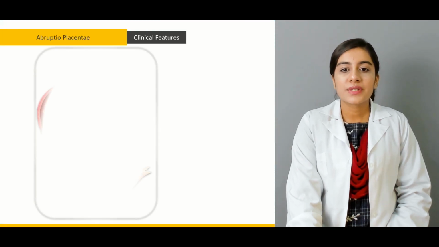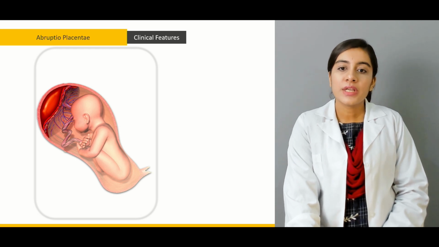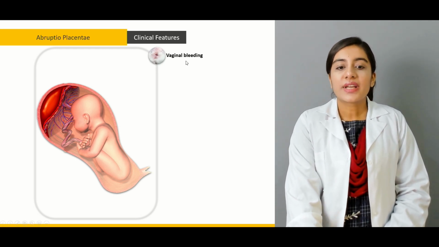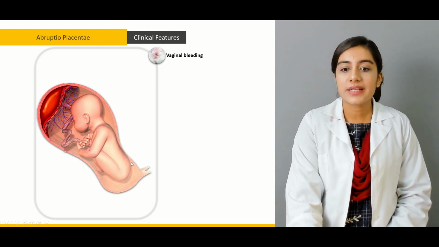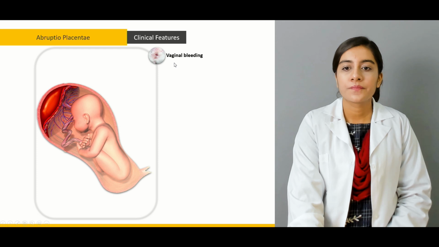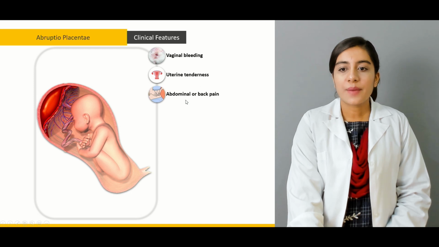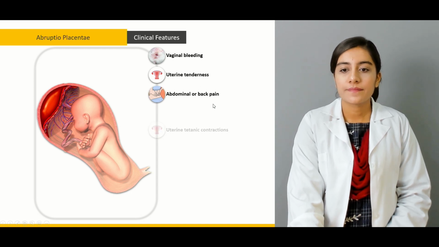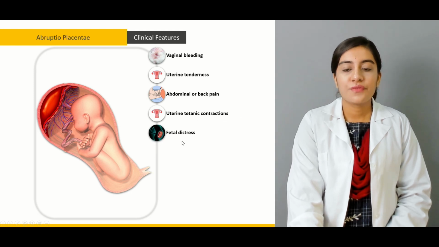Okay. Now coming towards the clinical features, there are so many clinical features of abruptio placentae. We will be talking about them one by one. So the first one is vaginal bleeding, that is more common when we talk about placenta previa or placentas that are present in these positions instead of the upper position. Then we have uterine tenderness, abdominal or back pain, uterine tetanic contractions, fetal distress, that is very obvious.